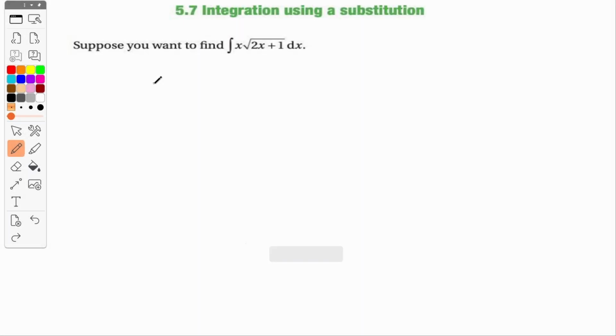Assalamu alaikum, grade 12. Today, inshallah, we have topic number 7, chapter integration using a substitution. Suppose you want to find the integral of x times the square root of 2x plus 1 dx.